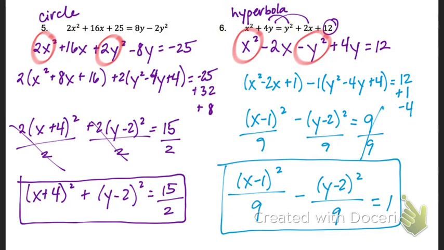Okay, so on the circle, don't forget that you can't have any coefficients in front of the x squared and the y squared. They'll always be the same number, so you always divide by that number. It's okay if you get a fraction. And then on the hyperbola, I pulled out a -1, so remember you pull out the negative no matter what. Divide everything by the stuff on the right. So I divided by the 9.